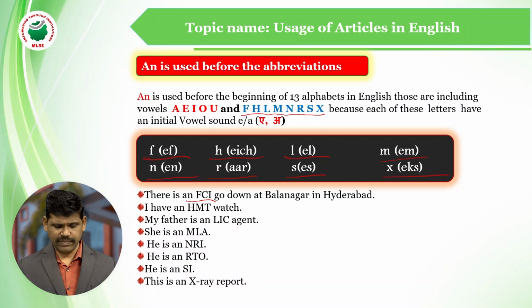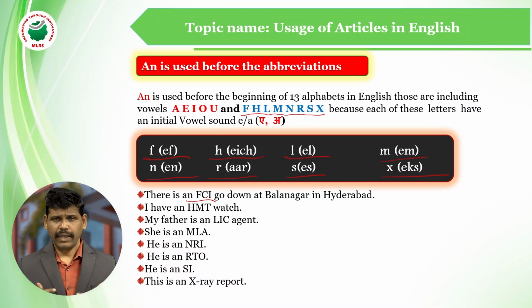So article an. The same way, I have an HMT watch. HMT, Hindustan Machine Tools. H's initial sound is A. So an HMT watch, not a HMT watch. My father is an LIC agent. For an LIC, the abbreviation L, the initial sound A is there in L. So we use article an. My father is an LIC agent, Life Insurance Corporation. She is an MLA.